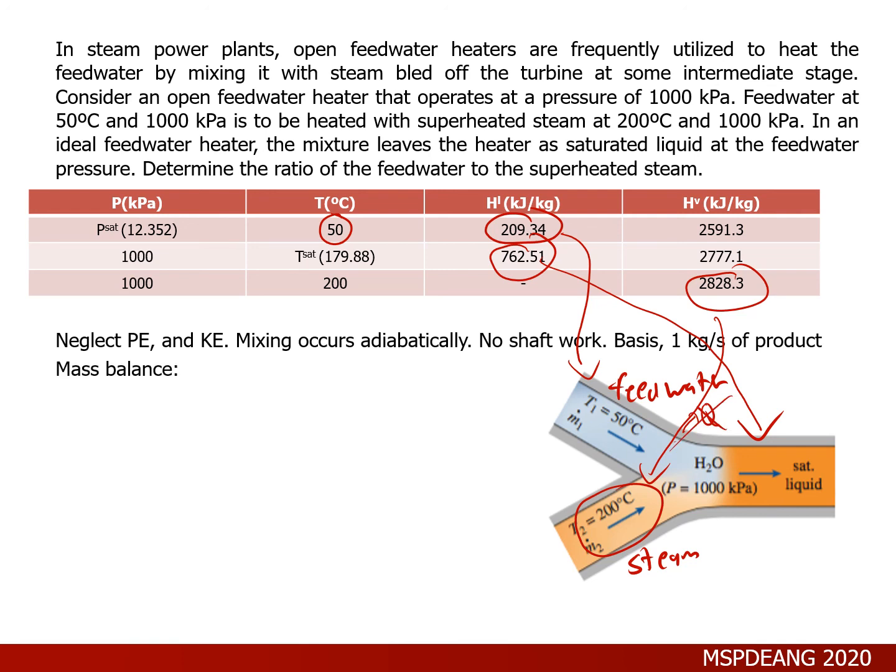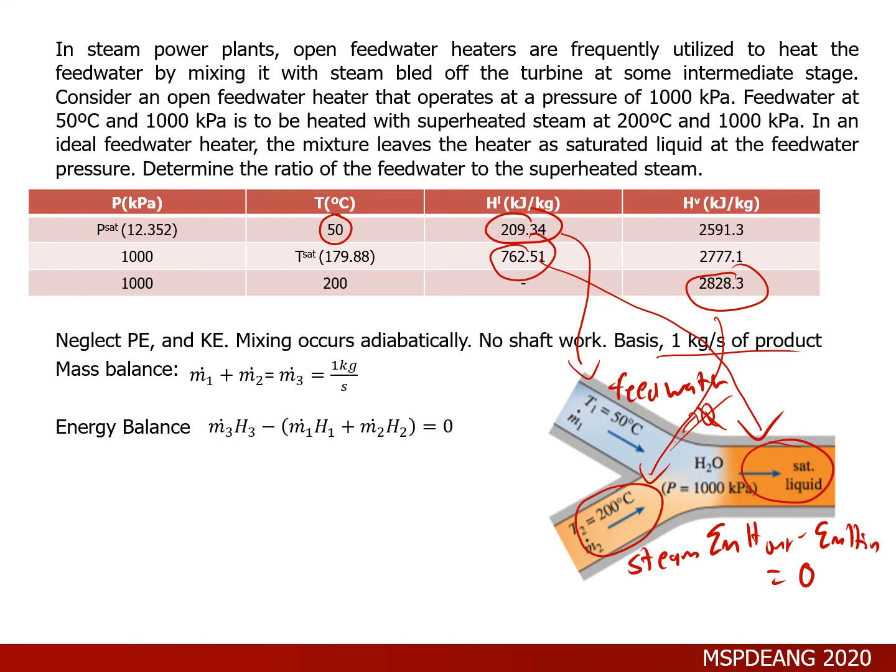With that, let's do the mass balance first. Our mass balance is M1 plus M2 is equal to M3. And let's take a basis of 1 kilogram per second of product. Okay. For our energy balance now, the summation of all M H out minus the summation of all M H in should be equal to 0. So, the only M H out is stream 3. And M dot H in are these two, M1 and M2. So our energy balance equation should simplify to M3H3 minus the sum of M1H1 plus M2H2, which should be equal to 0. And solving this, you have a system of two equations and two unknowns.